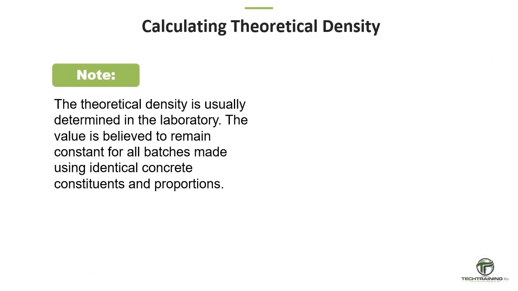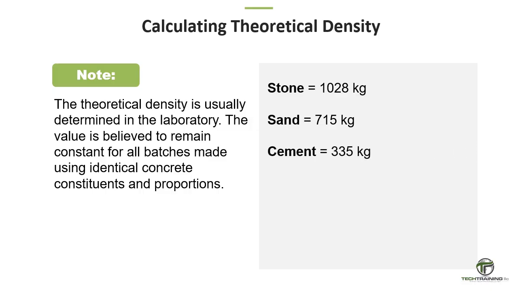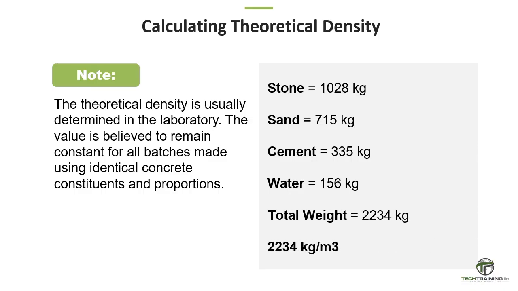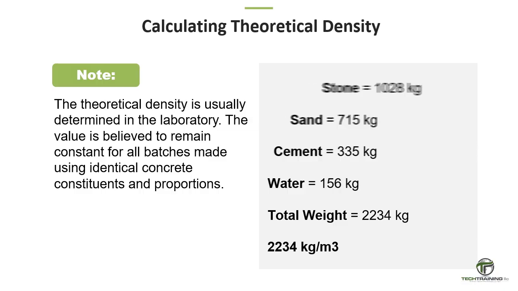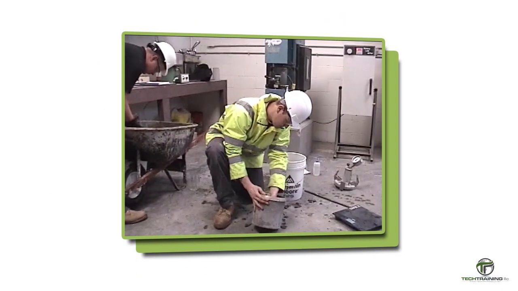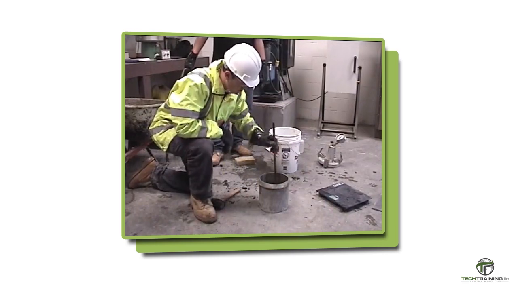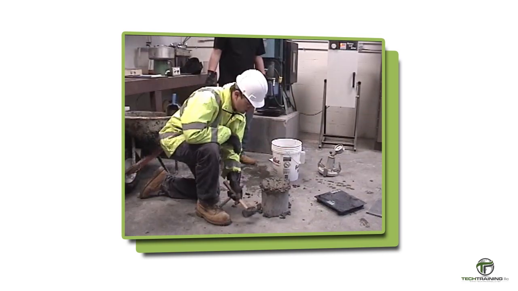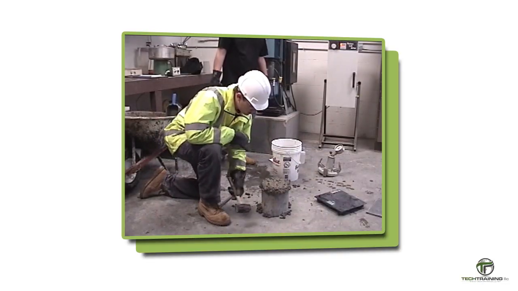The theoretical density is usually determined in the laboratory. The value is believed to remain constant for all batches made using identical concrete constituents and proportions. So here we have 1,028 kilograms of stone, 715 kilograms of sand, 335 kilograms of cement, and 156 kilograms of water. The weight of our total materials batched is 2,234 kilograms. This is our theoretical unit weight per cubic meter. And this concludes ASTM C138, Standard Test Method for Density, or Unit Weight, Yield, and Air Content, Gravimetric of Concrete.